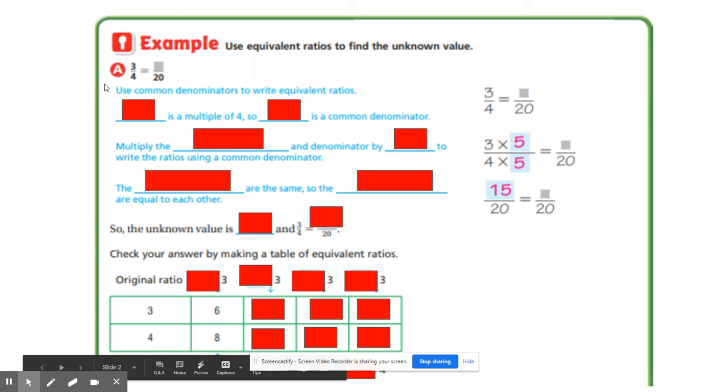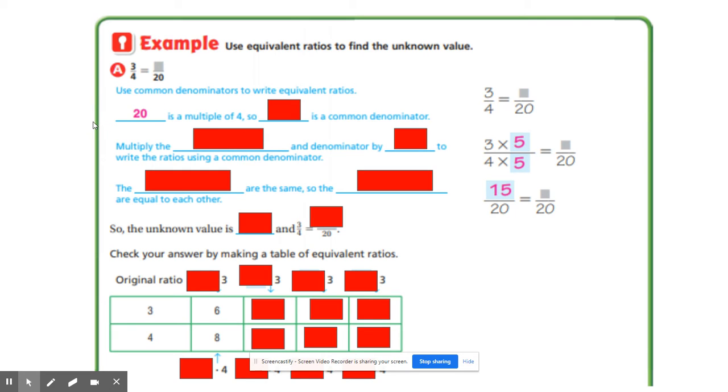Okay, another example. This time they're asking us to find an equivalent ratio to 3 to 4 is something to 20. So we're going to look at our common denominators. Remember we talked about how equivalent ratios are the same thing as equivalent fractions. You want to think of it that way. We know that 20 is a multiple of 4, so 20 is going to be our common denominator here.